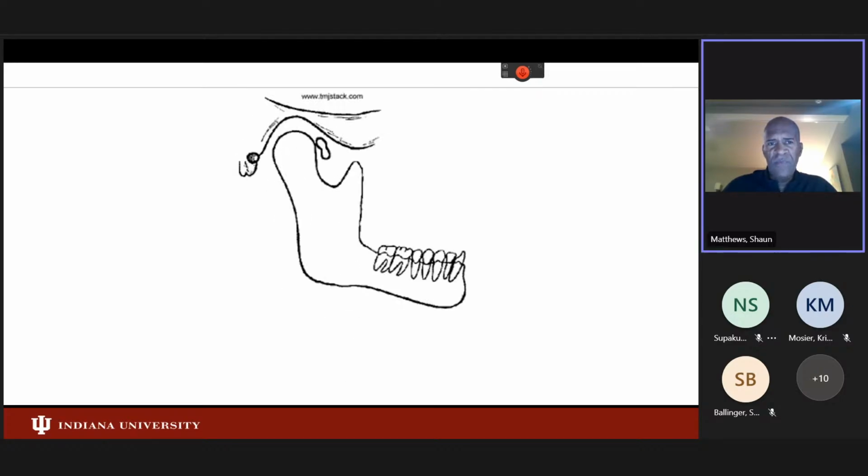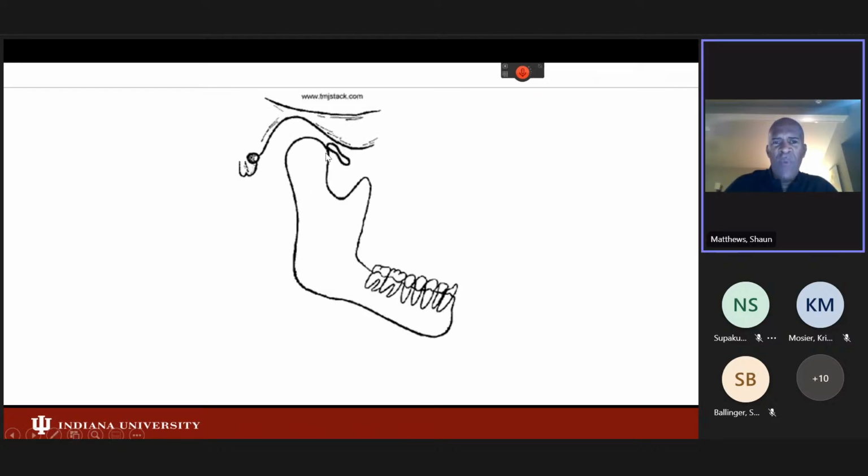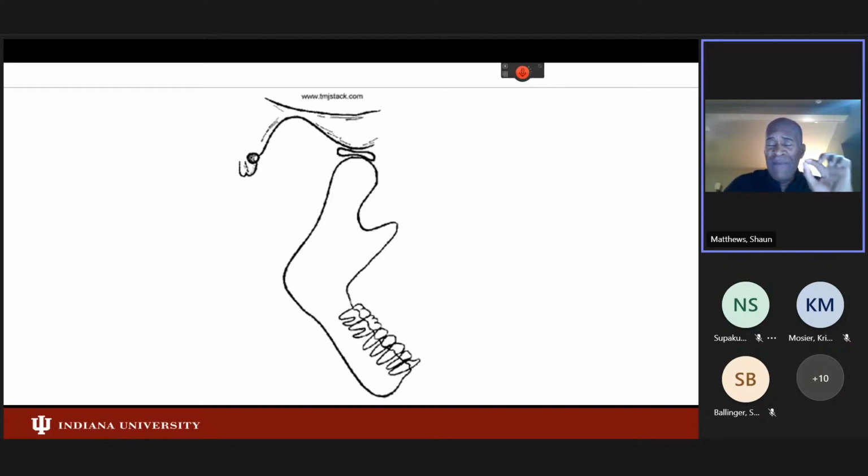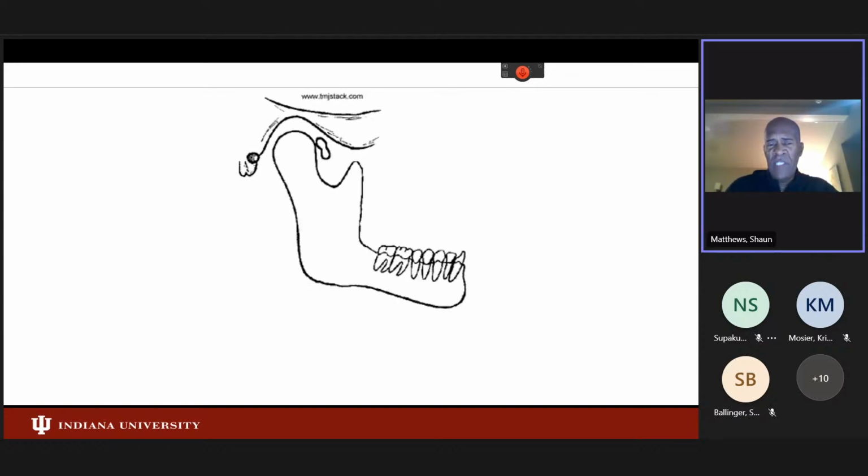Now in the next cartoon, you can see the disc has slipped anterior to the head of the condyle, shown here. You can see why that jaw joint will not translate fully. That patient will have limited mouth opening and a click every time they open and close their mouth because of the anteriorly displaced disc, the ADD.